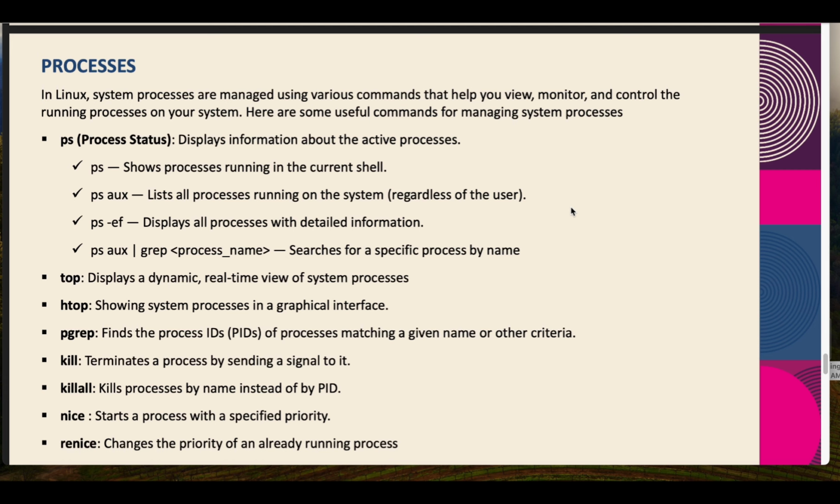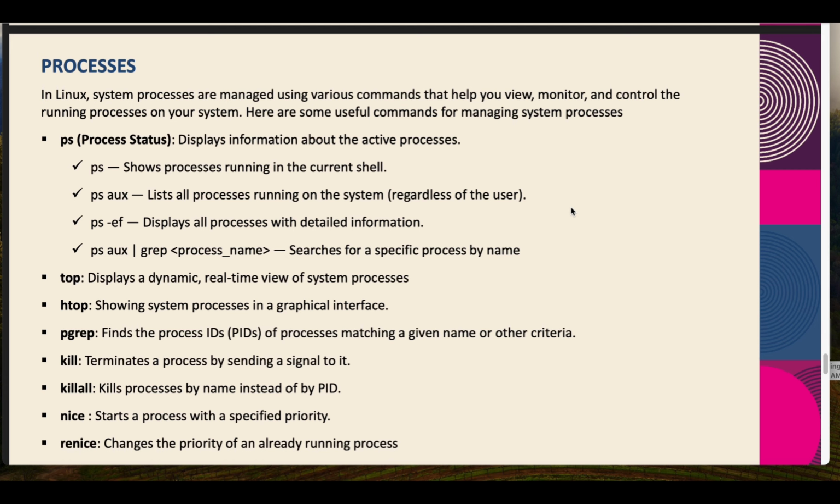So htop will be similar to top, but it will show in a graphical user interface. pgrep finds the process IDs of processes matching a given name or criteria. Okay, so the kill command is very useful. It will terminate a process by sending a signal to it.